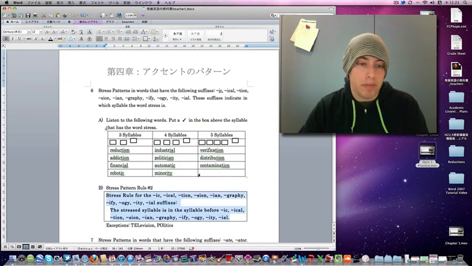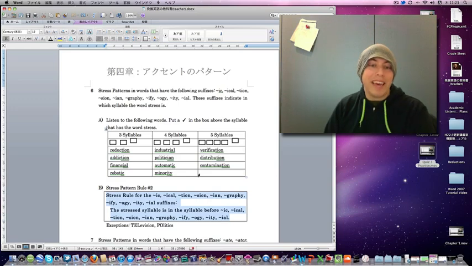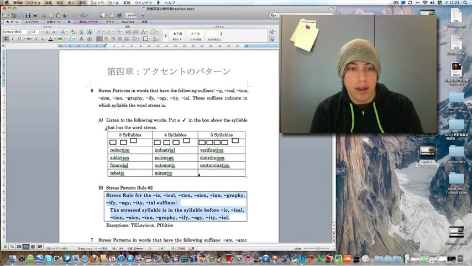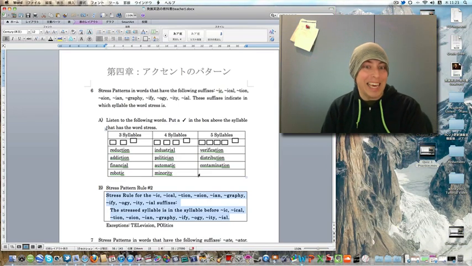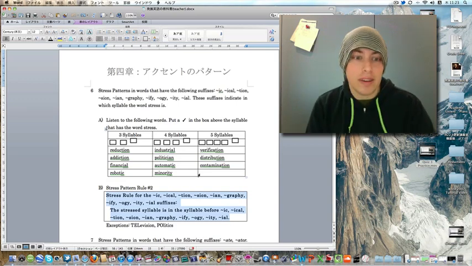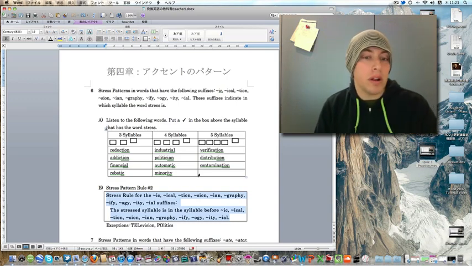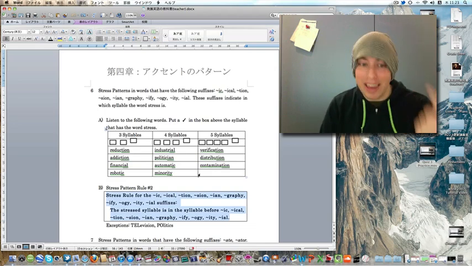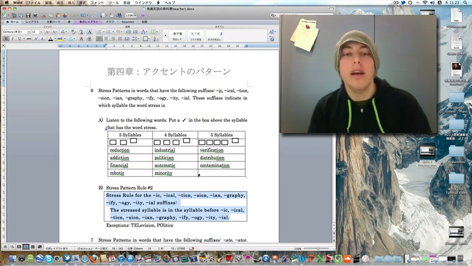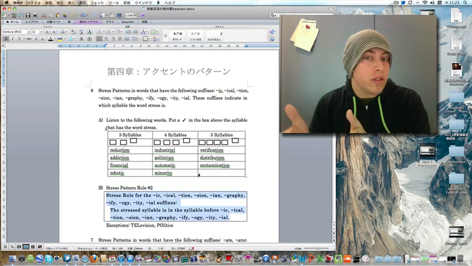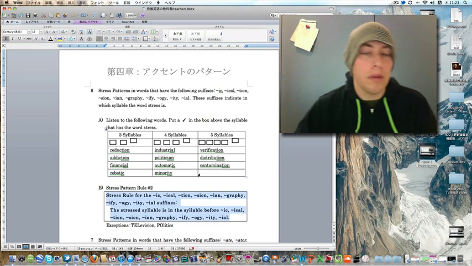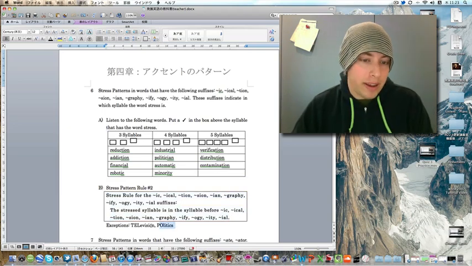Here's what I want you to know. The stress rule for the -ic, -ical, -tion, -graphy, -ify, - okie, -ity, -ial suffixes is this. The stressed syllable is one syllable before the suffix. If you have an -ic, -ical, -tion, -graphy, -ify, -ity, -ial suffix in a word, the word stress is one syllable before it. There are exceptions to this.